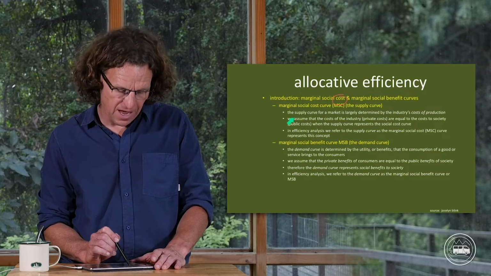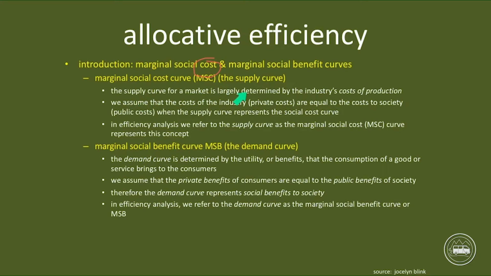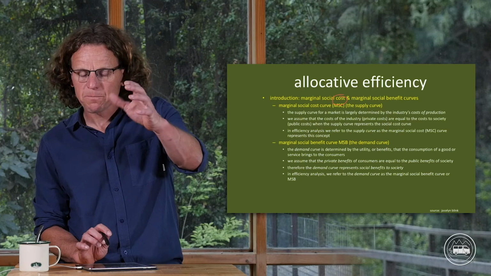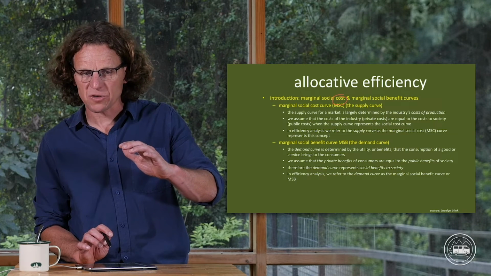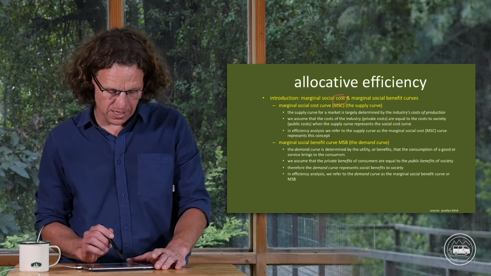And the reason for that is that the supply curve for a market is largely determined by the industry's cost of production. We assume that the cost of the industry, the private costs, are equal to the cost of society when the supply curve represents the social cost curve. I'll explain this. In efficiency analysis, we refer to the supply curve as the marginal social cost, or MSC curve, which represents this concept. Hold that in your head. Don't get stressed. Wait till the next slide, it'll make more sense.